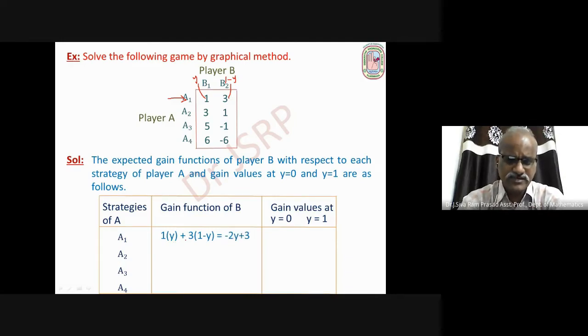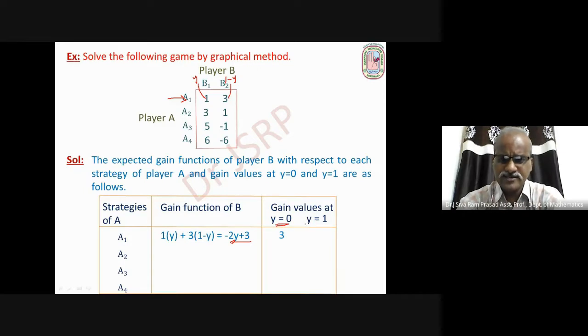Simplify this: y plus 3 minus 3y, so minus 2y plus 3. This is the gain function corresponding to the first strategy of player A. Then find the gain value. Set y equals 0 and substitute y equals 0 here: 0 plus 3 is 3. So at y equals 0, the gain value is 3.